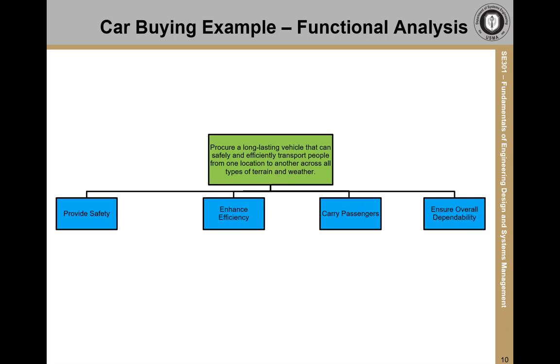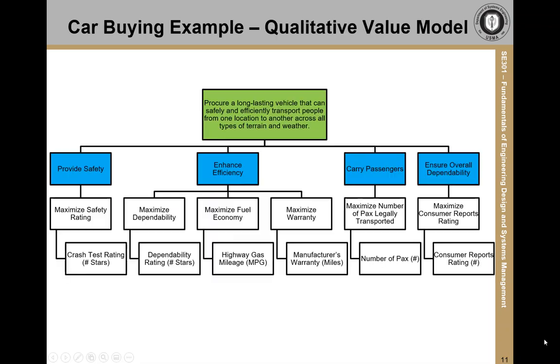Now, the key thing to note here, and we'll talk about this more, is that our functions listed in blue are all in the order verb object. So we always build our functional statements to be a verb object format. It makes it very straightforward to understand, and that is the standard in the systems engineering realm. So this would be an example of a functional analysis hierarchy for buying a car.